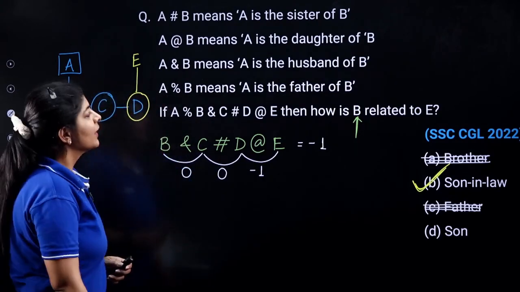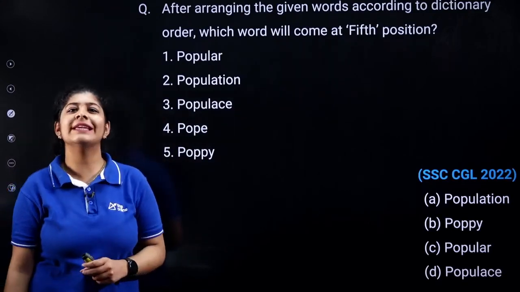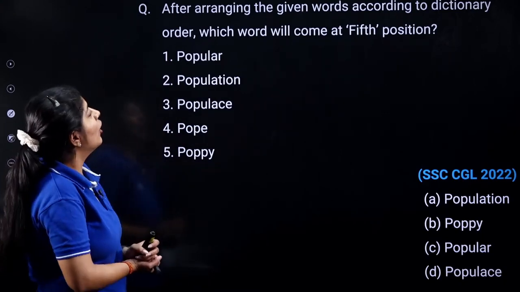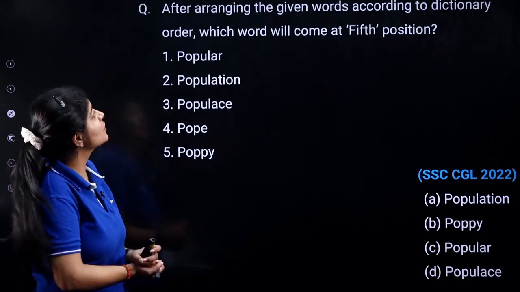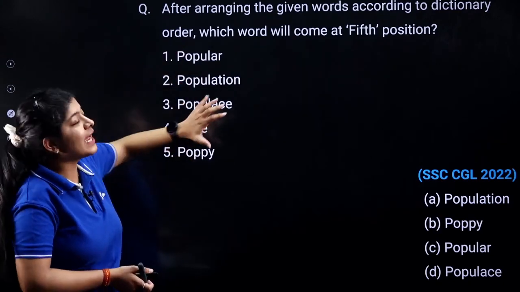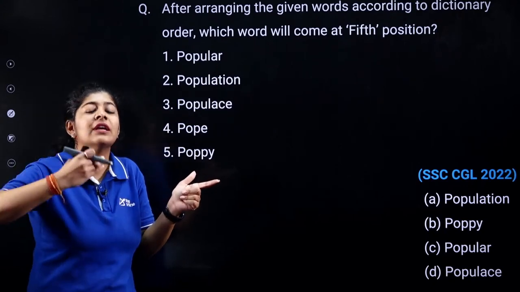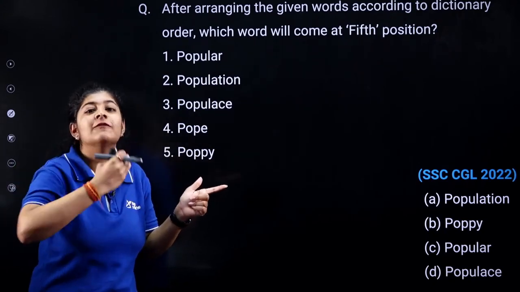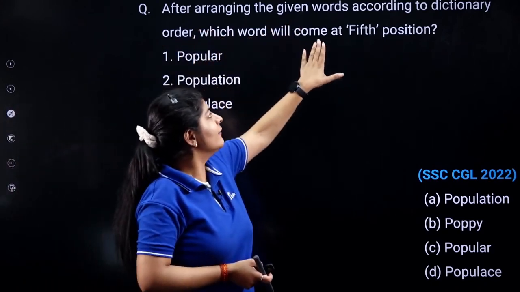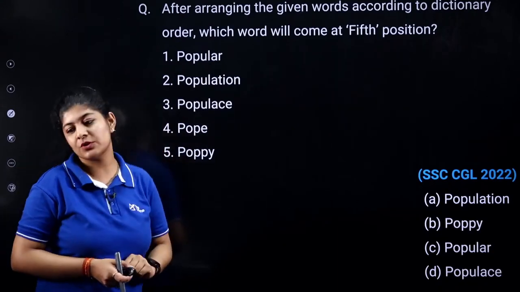Clear? Okay. Now let's move towards the next question, and I guess this one is a very easy question. What we have to do is rearrange all these 5 words according to the dictionary order, and we know that in the dictionary all the words are in alphabetical order, right? So we have to determine which word will come at the 5th position, that means at the last position.